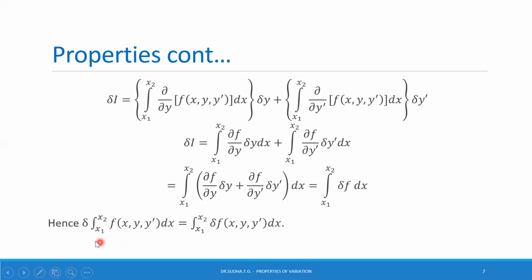Therefore, we have proved that delta of I, where I is nothing but the given functional integral x1 to x2 f of x comma y dash into dx, is equal to integral x1 to x2, and we obtained that to be variation of f, and variation of f can also be written as delta f of x comma y dash dx. Hence, we have proved the second property. Now let us move on to the third property.